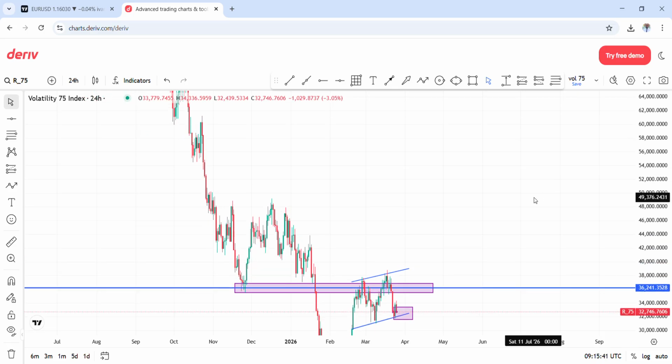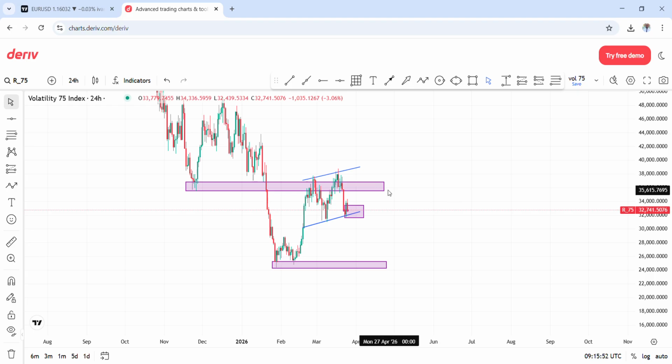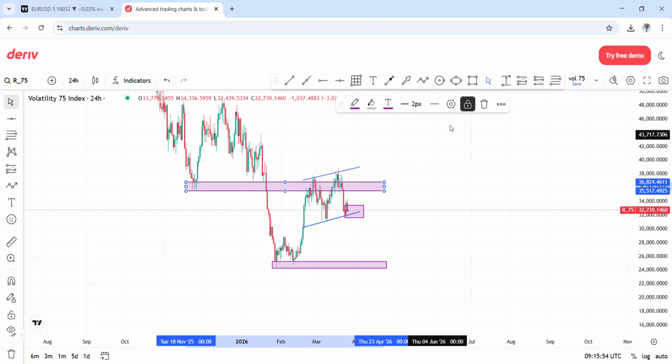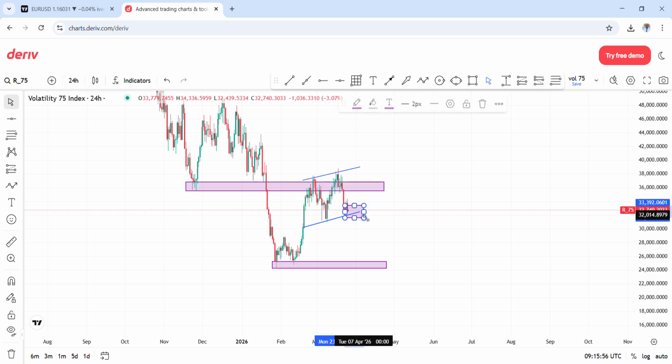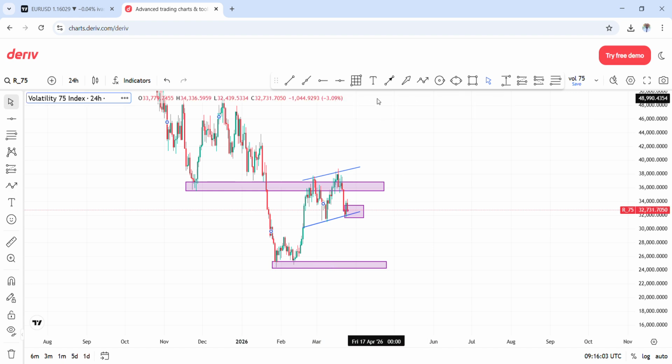So now we are trying to find our entry this time around and how we are going to figure it out. So I have put these main order blocks around this zone. I put this one, okay, then I put this one. I'll explain as to why I put it, and then I also put this one. So let's go into it.